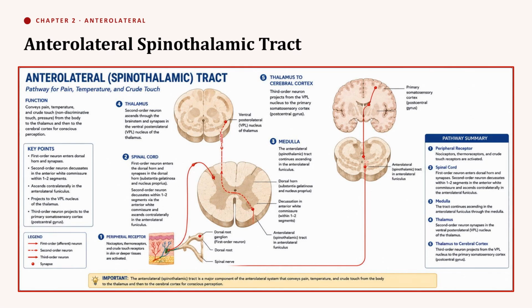Now the defining move. Follow the second-order axon as it crosses the midline in the anterior white commissure and gathers in the contralateral anterolateral funiculus. Compare that to the dorsal column figure. There, the first-order neuron rode all the way to the medulla before crossing. Here, we cross almost at the door. From the anterolateral funiculus, the tract ascends through the brainstem to VPL of the thalamus, and the third-order neuron projects to primary somatosensory cortex. Hold the contrast that this figure sets up.